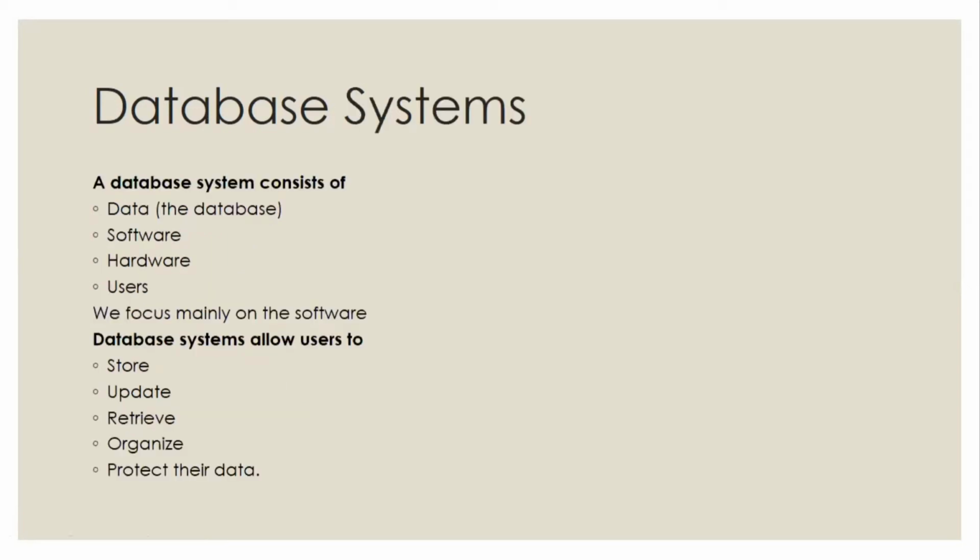Now, database systems. What is a database system? We talked about database, we talked about data. So now let's see what a database system is. A database system consists of four things: first is data, second is hardware, third is software, and the fourth is user.